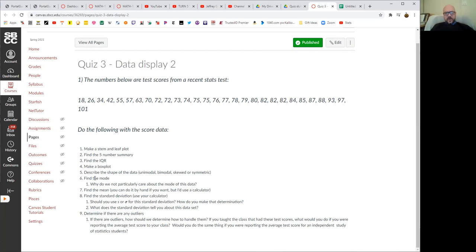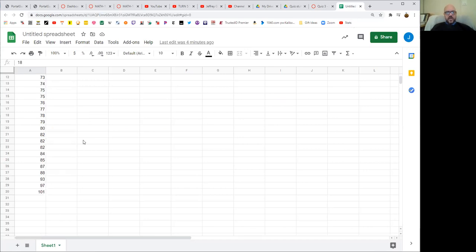Describe how the data looks, find the mode of the data, and then we'll talk about why we don't care about that, the mean or average, standard deviation, and then determine if there are any outliers. So what I've done so far is type this into Sheets. I've got the data here. I've checked to see that it's working correctly. And so I'm going to find all those things that we said.